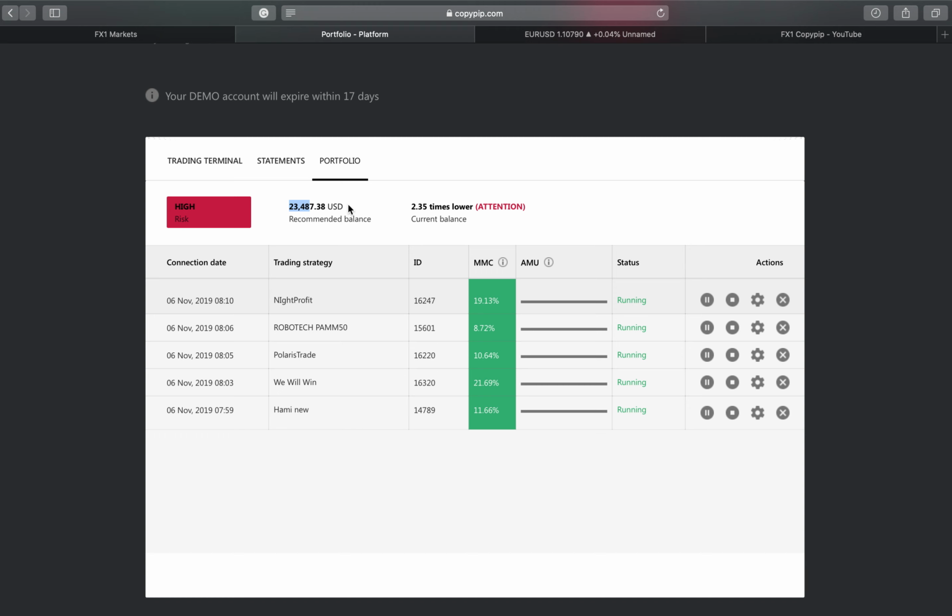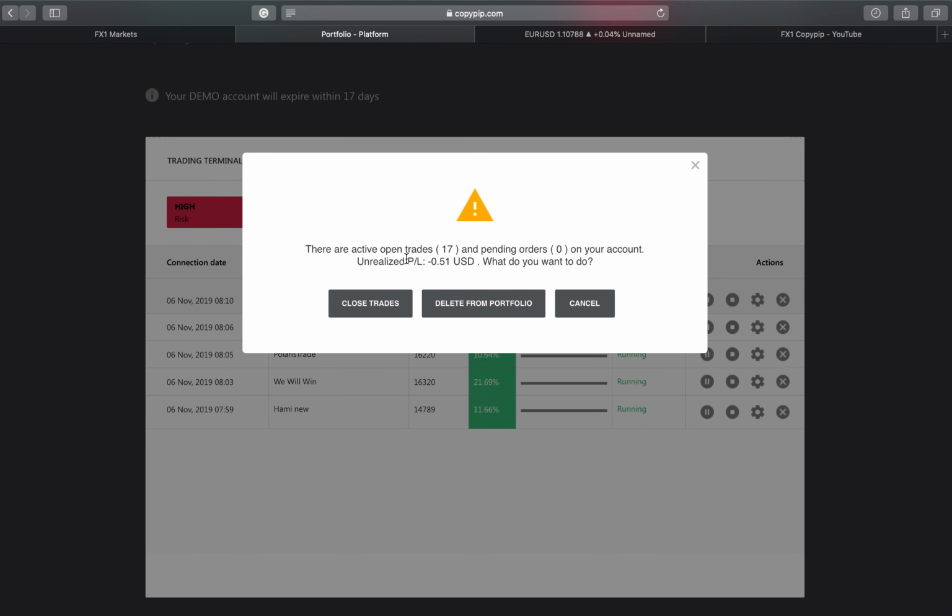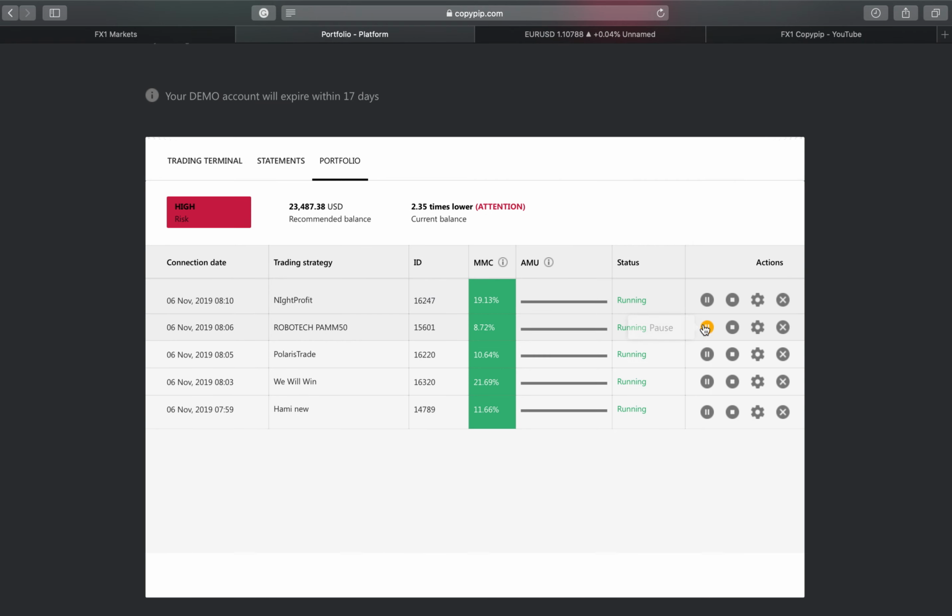So basically, if you remember, there was one trader with a 17,000 recommended minimum. Actually, if we remove that trader, this number is going to drop hugely. Let's do that, and you guys will see. Look, 17 trades are open. Let me tell you about this area. Here is pause. If I want to pause a trader, it won't open any more trades, and the trades which are open, like those 17 that you saw, will stay open until the trader decides to close them. Stop means stop all the trades, close all the trades, and stop opening new trades.